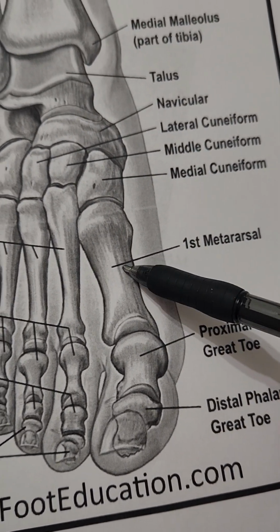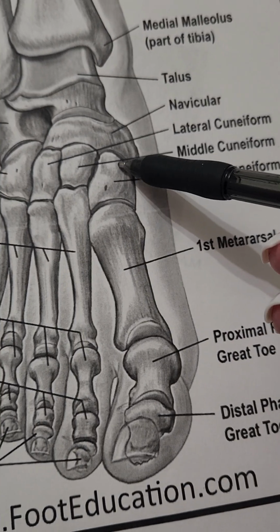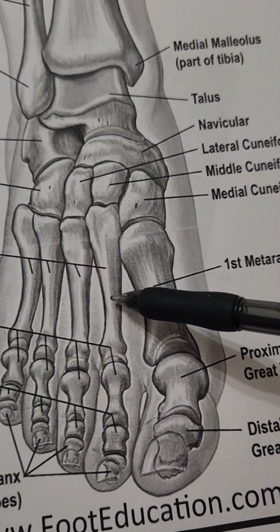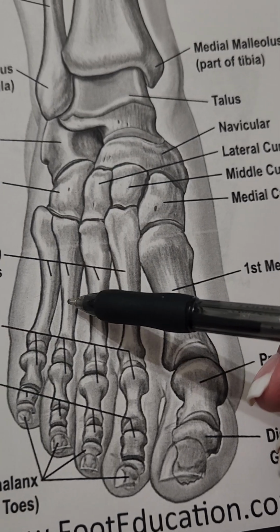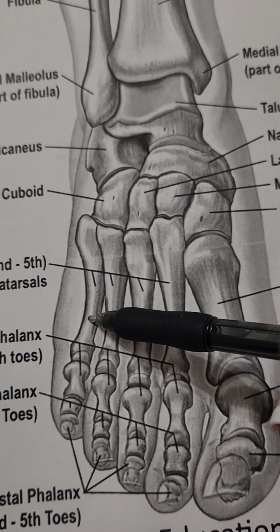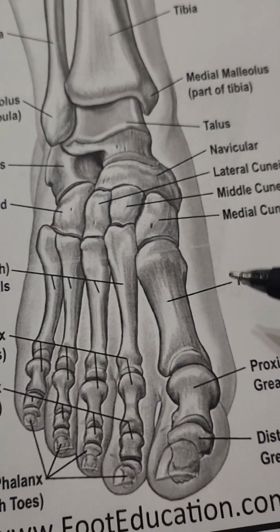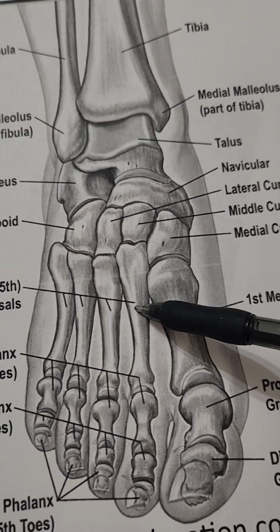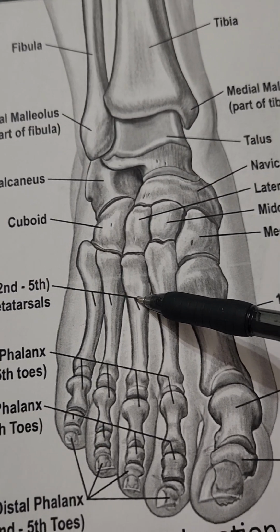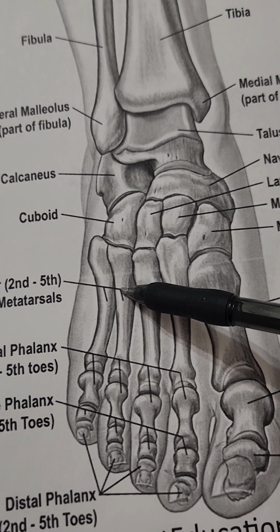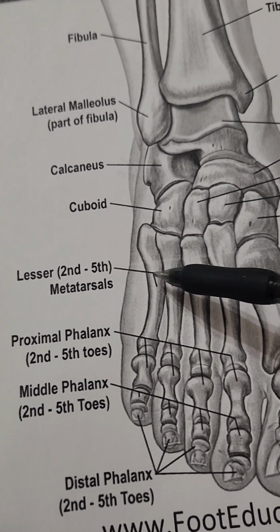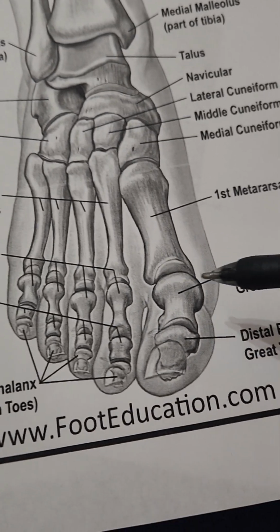This is the first metatarsal. So this is toe number 1, second toe, third toe, fourth toe, little toe. Okay, so here we go. First metatarsal, second metatarsal, third metatarsal, fourth metatarsal, fifth metatarsal. Now we're going to go up to the phalanx, to the toes.